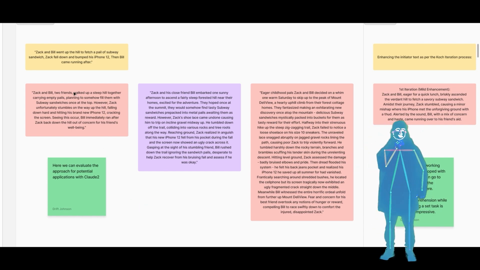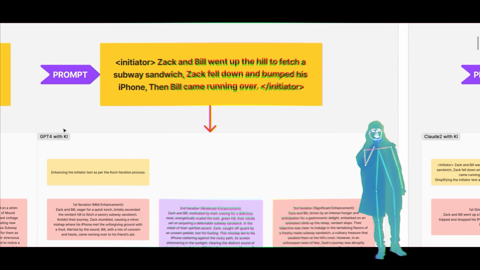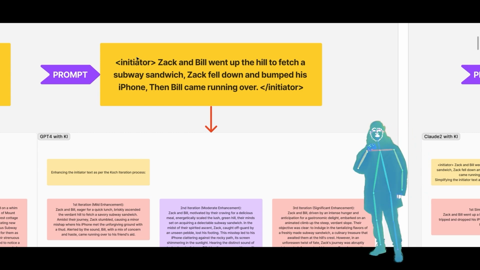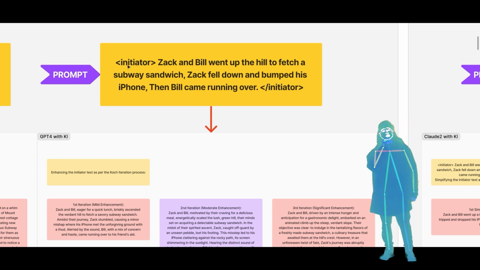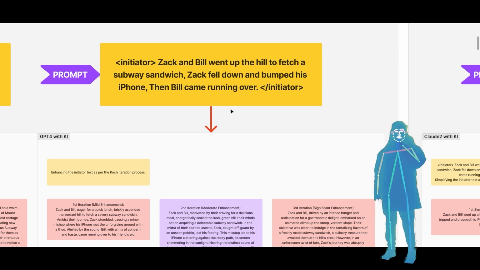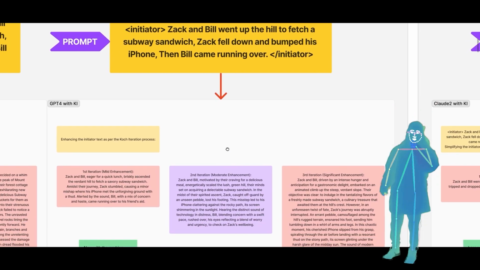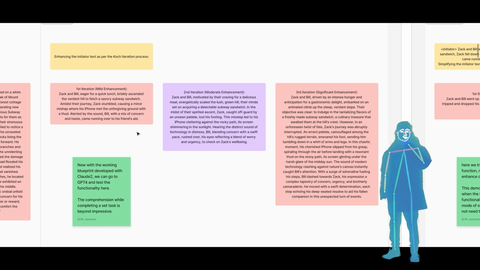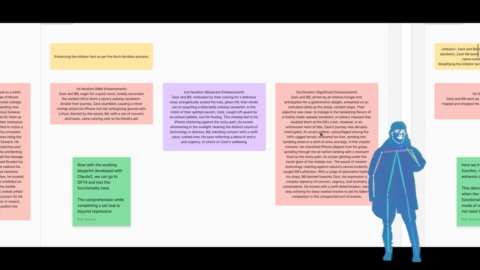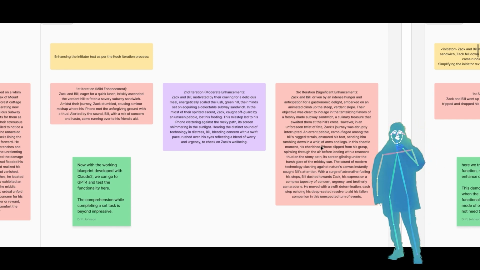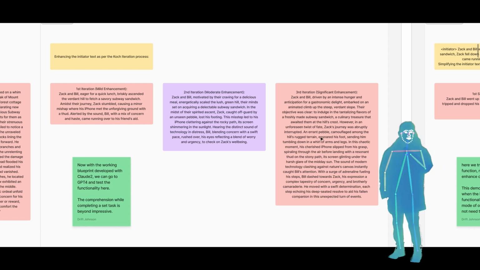So this is Claude 2. Now we're going to use GPT-4. We're going to use basically the same thing, but we've got a bit of code to look for a bracket initiator and use that, so we don't actually have to ask. Then it comes back to us, enhancing the initiator text as per Koch iteration, and it's going to give us 1, 2, 3. And this is a lot better. I have to say the output from GPT was a lot better than Claude 2 for this.